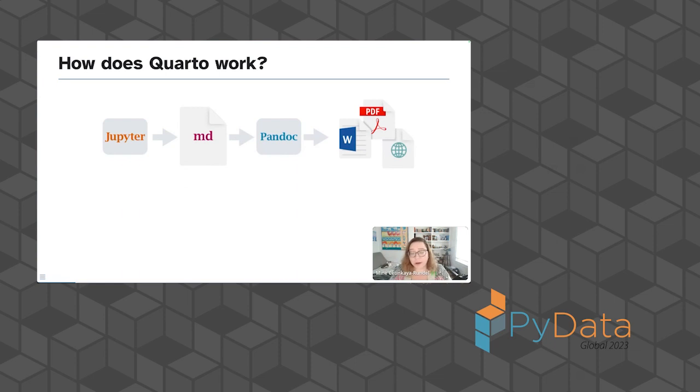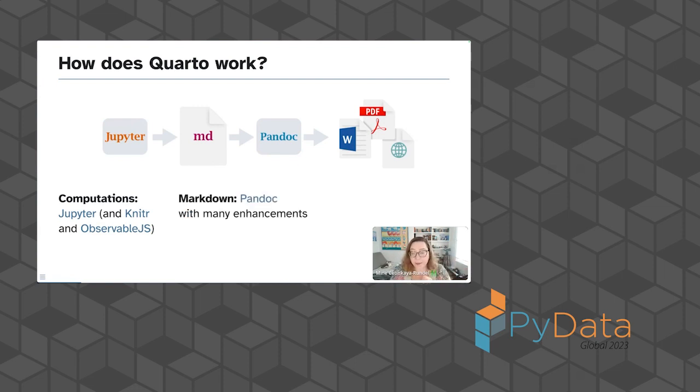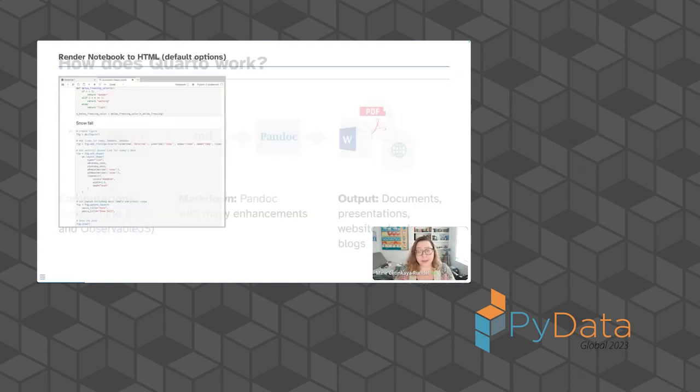So how does it work? Well, with Quarto, the computations happen with the Jupyter engine or Knitr or Observable.js. The markdown is handled, and then out comes a plain text markdown document that then Pandoc processes with many enhancements that Quarto adds on top of that. And you can get a variety of outputs, as I said, at the end.